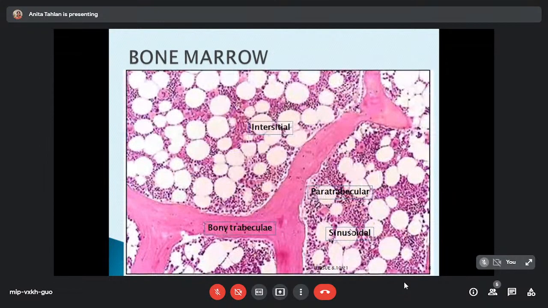When we talk morphologically about bone marrow, we use a couple of terminologies: the bony trabeculae, and the area around the bony trabeculae, which is called the paratrabecular region, and in between we have the interstitial area. So when we are describing morphologically, we talk in terms of paratrabecular, sinusoidal or interstitial localization of the cells, the stroma or any other tissue that we are talking of.